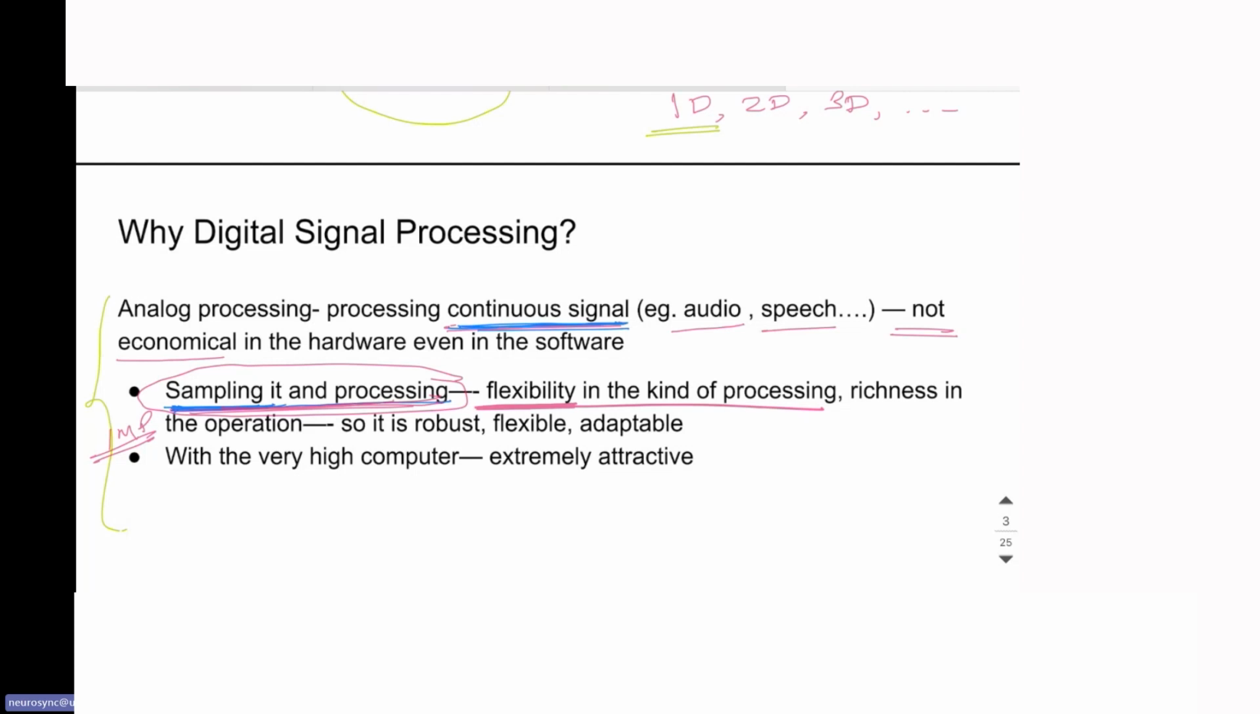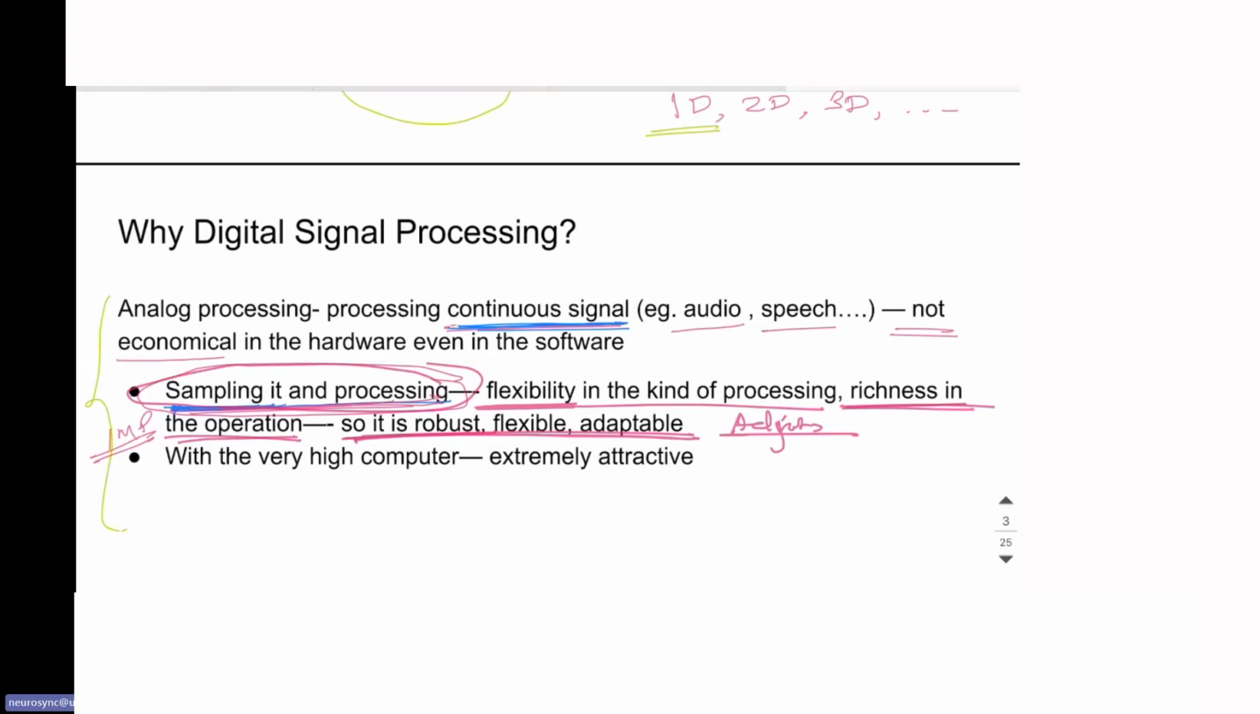Again, there will be a richness in the operation. If we sample it, we will get the richness in the operation, and this will be the robust one. Now, the sampling of this continuous signal gives signals that are basically robust, flexible, and adaptable in nature. So this is a very important advantage of the digital signal.